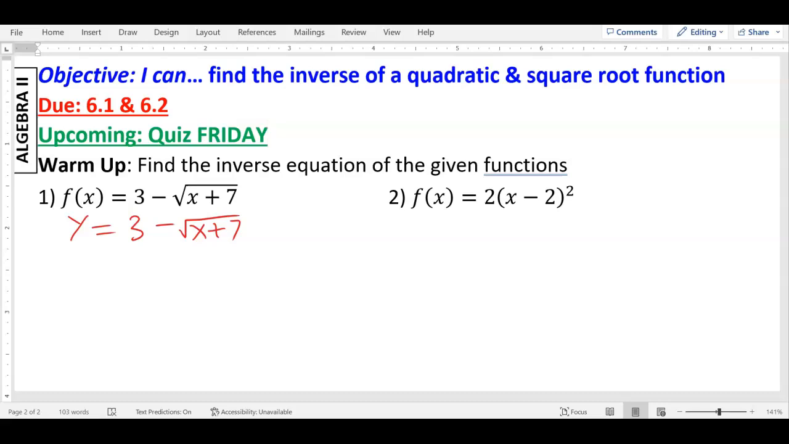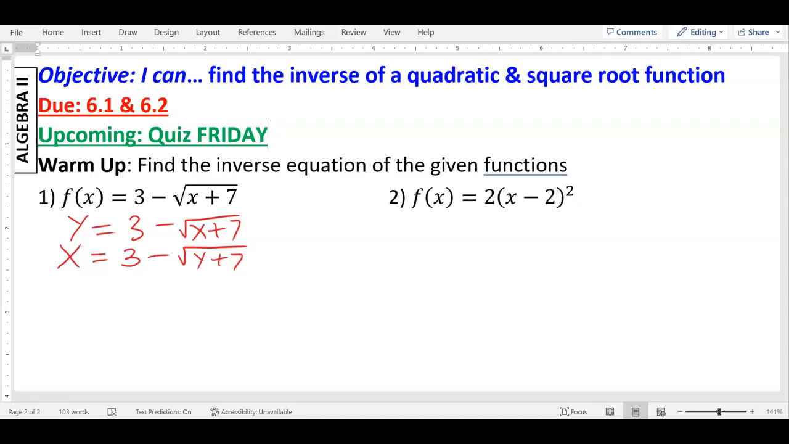So if you weren't here yesterday, you're going to learn this real quick. You have to switch x and y. So this y becomes an x. This x becomes a y. I tweaked the warm-up a little bit. Change the numbers a little bit. All right. So next step. I need to solve for y. So if I'm solving for y, what should I get rid of first over here?